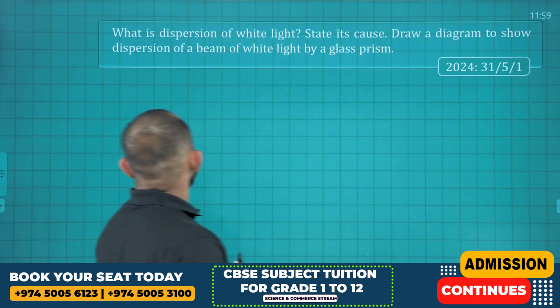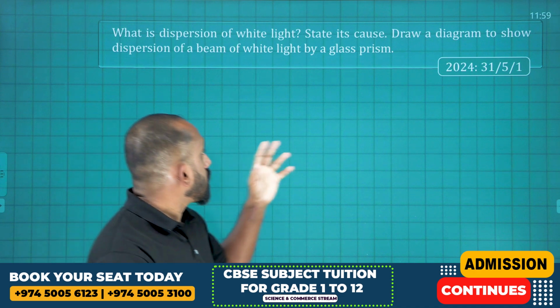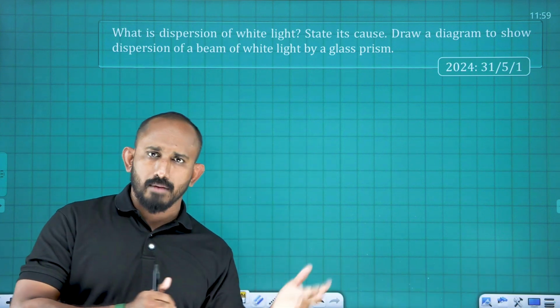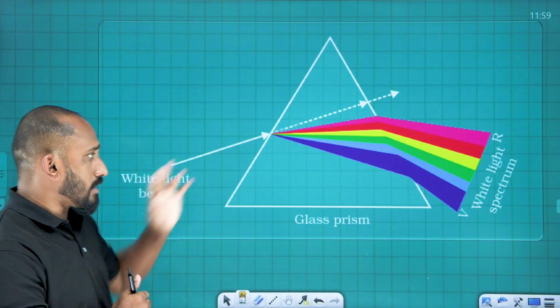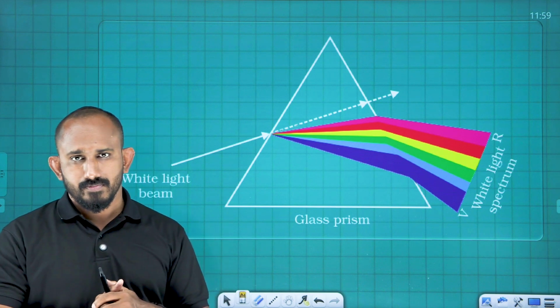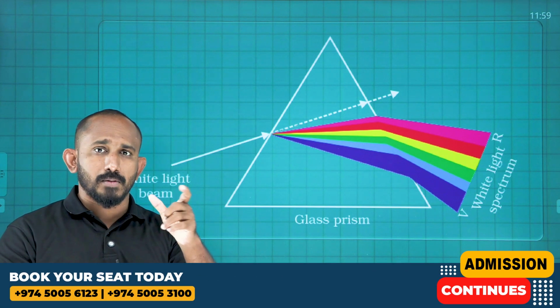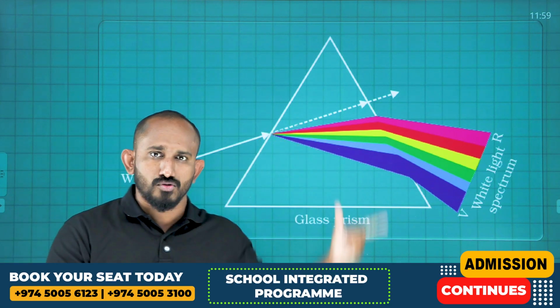Draw a diagram to show the dispersion of a beam of white light by a glass prism. So the same diagram you have to draw. Already made it like this one diagram. You have to keep it. Dispersion. So what is dispersion? That question is separate here, so I kept this question here.